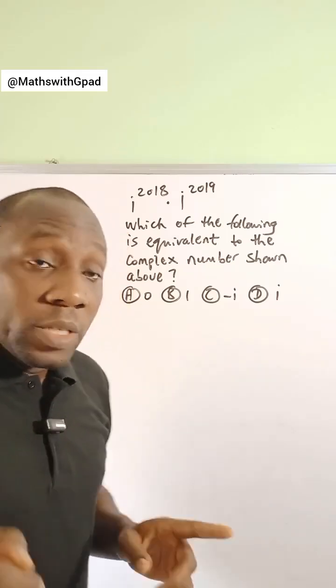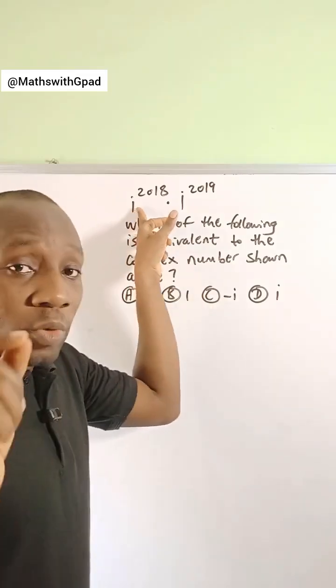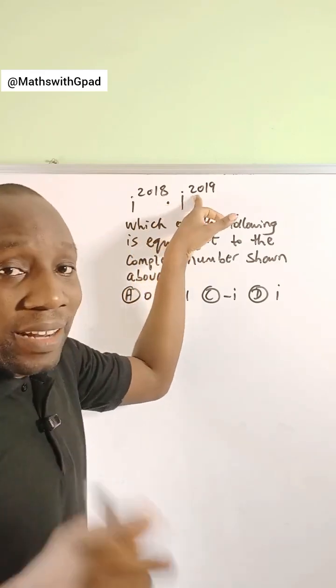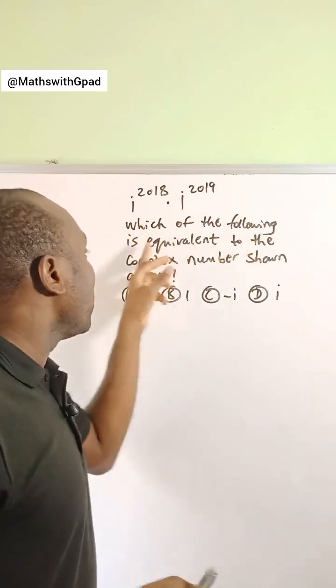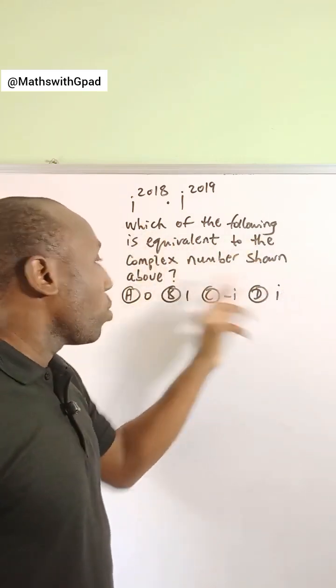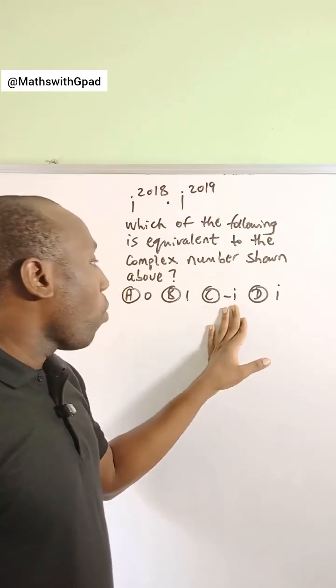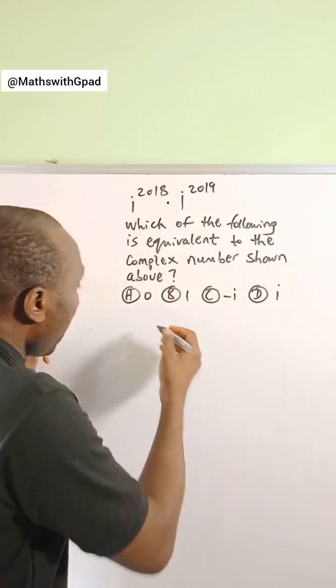We've got a very interesting question which says i^2018 times i^2019. Which of the following is equivalent to the complex number shown above? Is it 0, 1, negative i, or i?